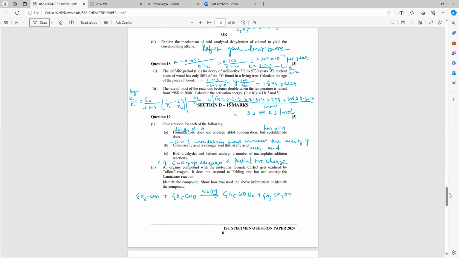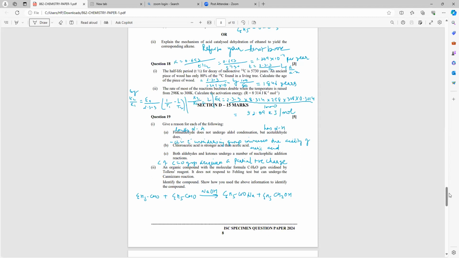C, both aldehydes and ketones undergo a number of nucleophilic addition reactions. Reason being, the carbon of the carbonyl group acquires a partial positive charge, because the delocalization of pi electrons occurs, which results in the cleavage of the double bond.